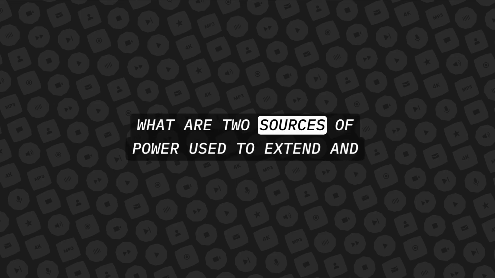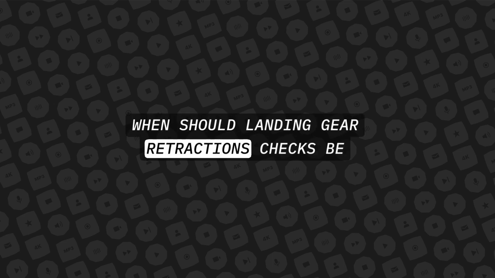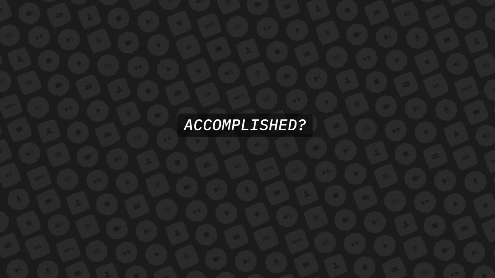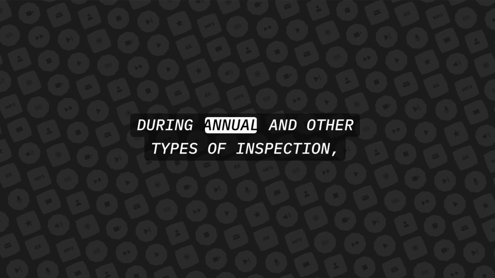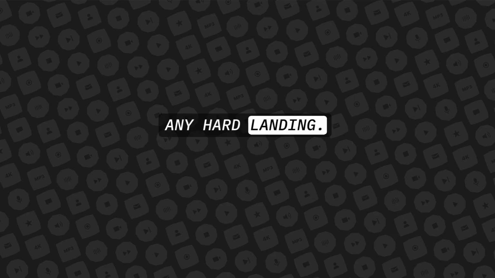What are two sources of power used to extend and retract landing gear? They are electrical and hydraulic. When should landing gear retraction checks be accomplished? During annual and other types of inspection, after replacing landing gear components, and after any hard landing.